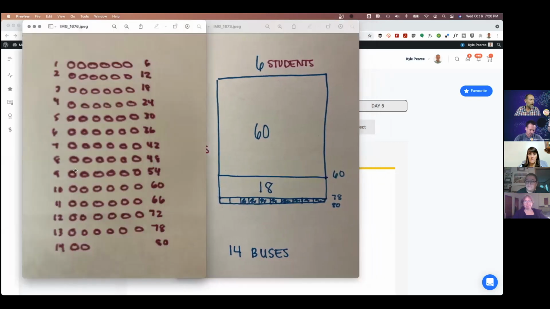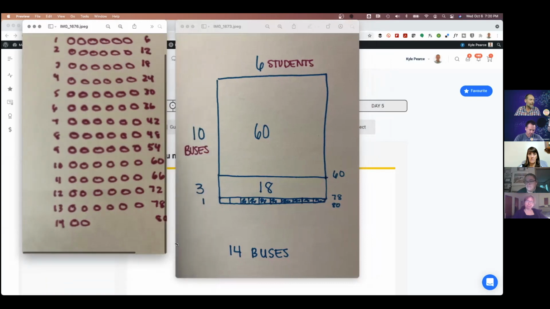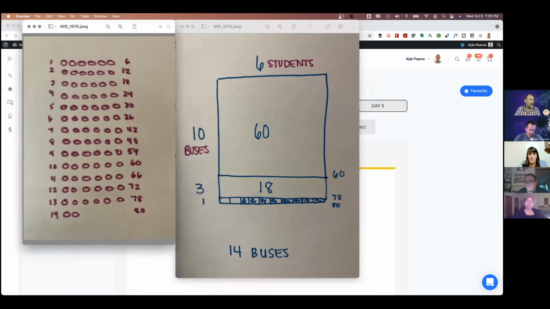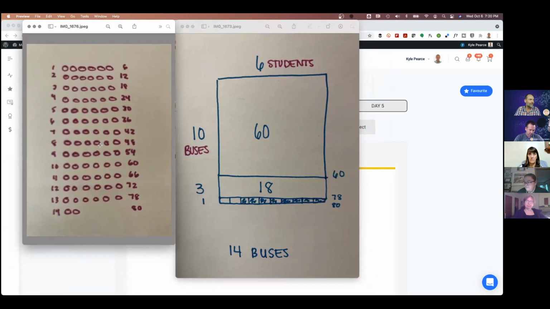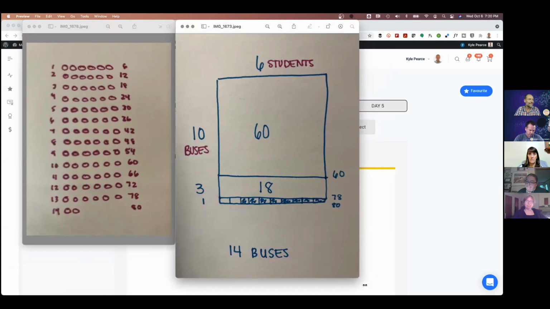And I want you to pause for a second and have a look at these. I've got this one over here that doesn't seem as efficient. This one seems more efficient. And I'm wondering, can you see the connection between them? And this might be a question we would ask our students in our classroom.